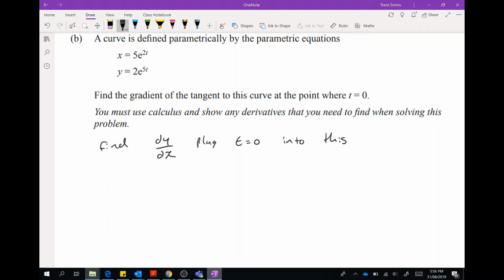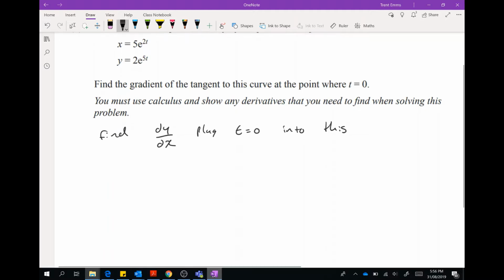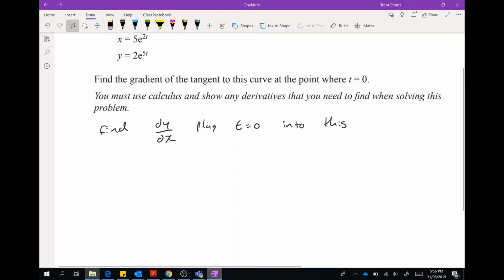The parametric equations are on the formula sheet, but the first derivative is quite straightforward, as it's just dy by dx equals dy by dt times dt by dx, and you just think about that like the dt's cancelling out there, leaving you with the dy by dx, and that's what you want there. We'll start with x equals 5e to the 2t.